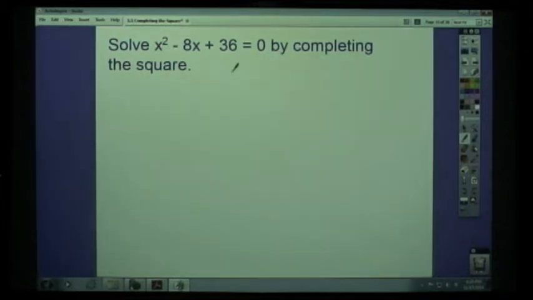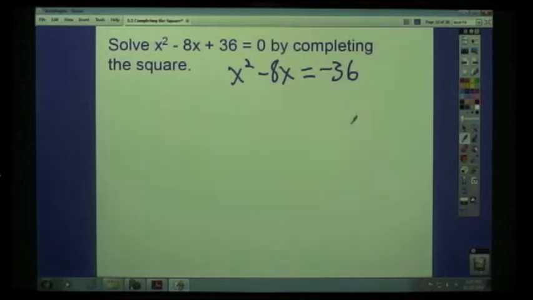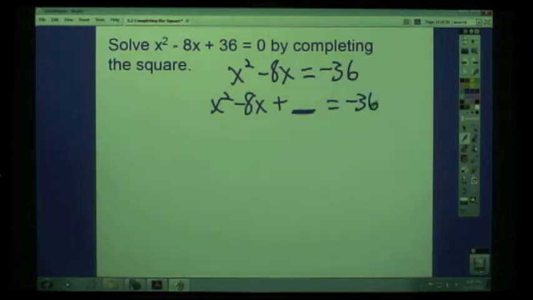Alright, so this one's got a little tricky part to it. Some of you probably panicked when you got there. It's okay. I'm going to show you what to do. You subtract 36 over, that's going to give me negative 36. Then I'm going to do the exact same thing we did on the other problems. I'm going to take this guy and add something to both sides to make it a perfect square. This is called completing the square.